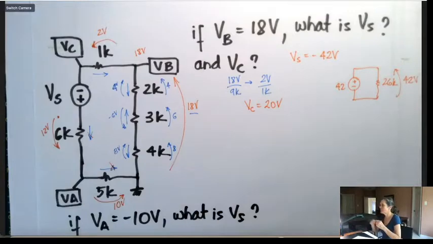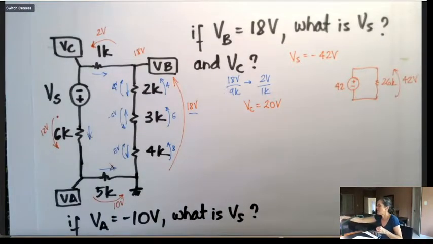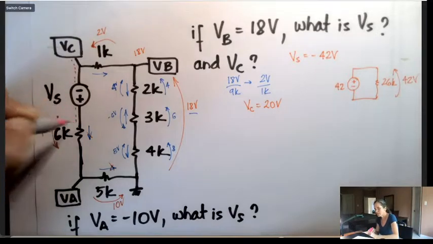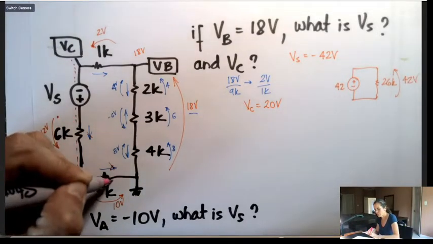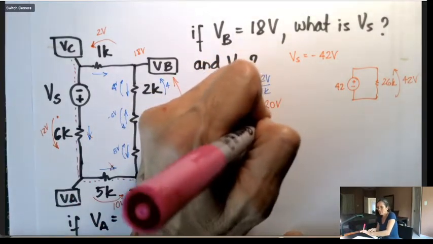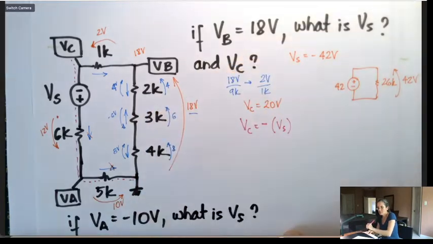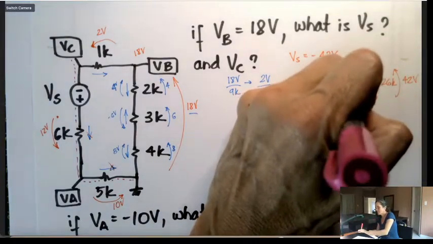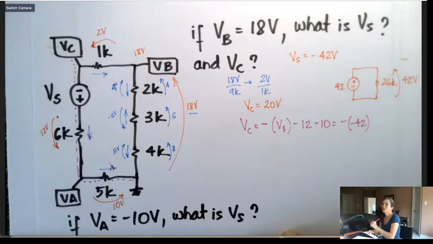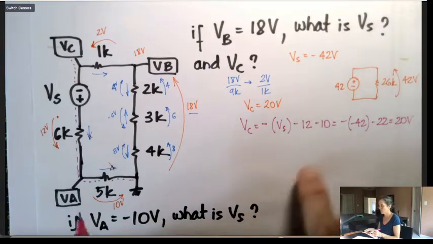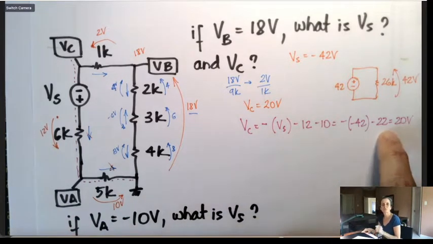I'm going to change the color. Do I have a purple? I don't have a purple. I have a pink. So I'm going to now go with the pink this way, like we did nodal voltages, voltage drops. And from VC, I'm going to say VC is also minus whatever I found for VS, minus 12 volts, minus 10 volts. So it's minus 42, minus 22, which is also 20 volts. So minus 42 is 42, minus 22 is 20 volts.